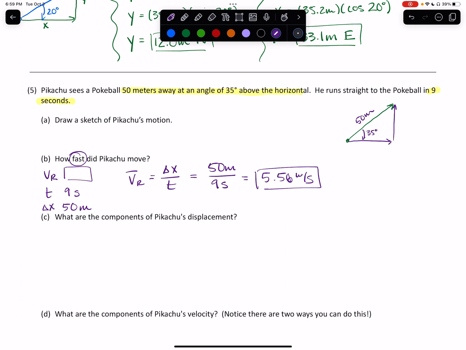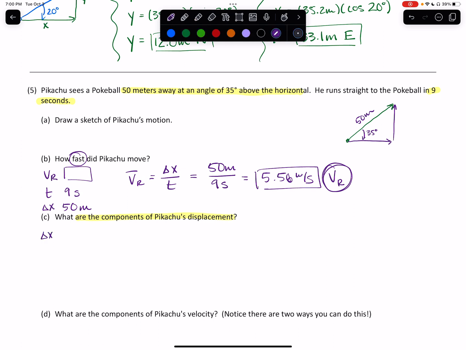Now this is the velocity for the resultant leg, and that's important. You have to keep track. If we use the displacement on the resultant to find velocity, then we found the velocity on the resultant, okay? The next part of the question wants to know what are the components of the displacement. So this is our x and y component.